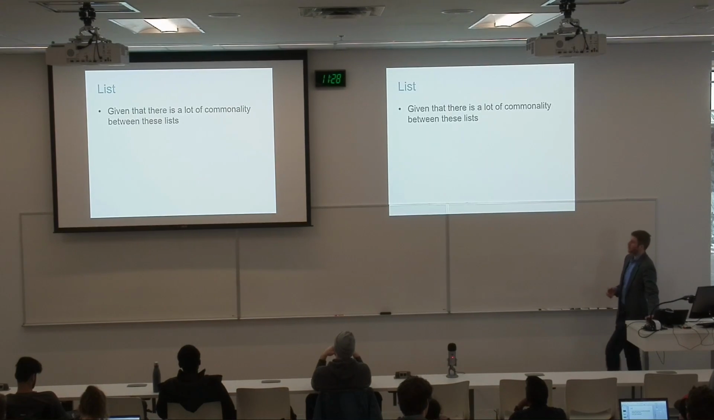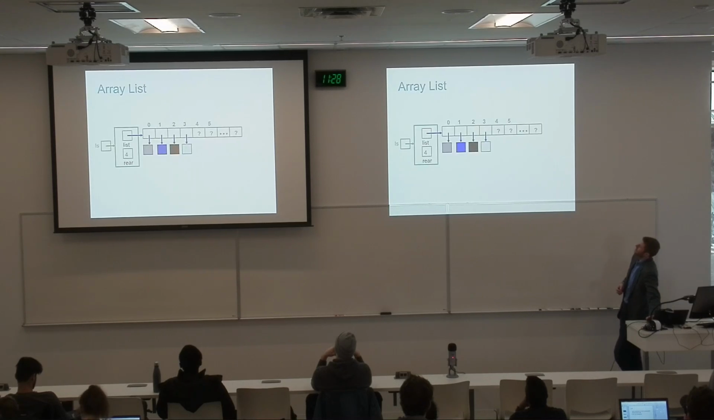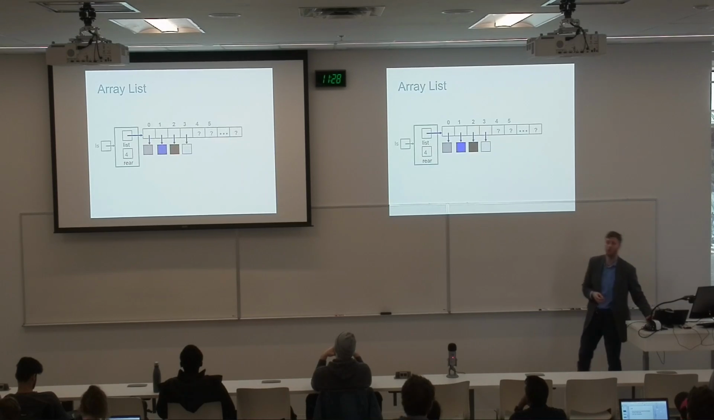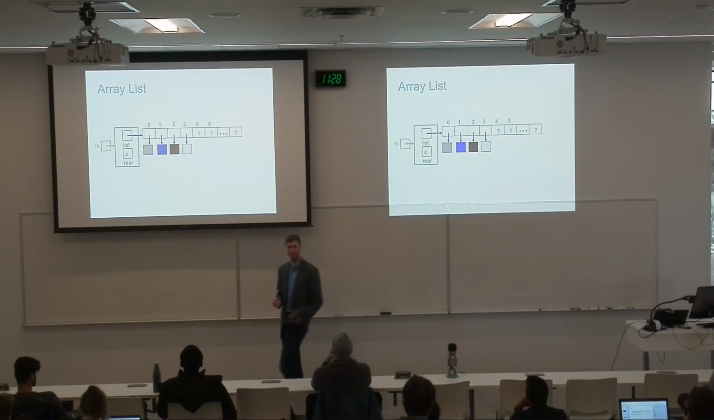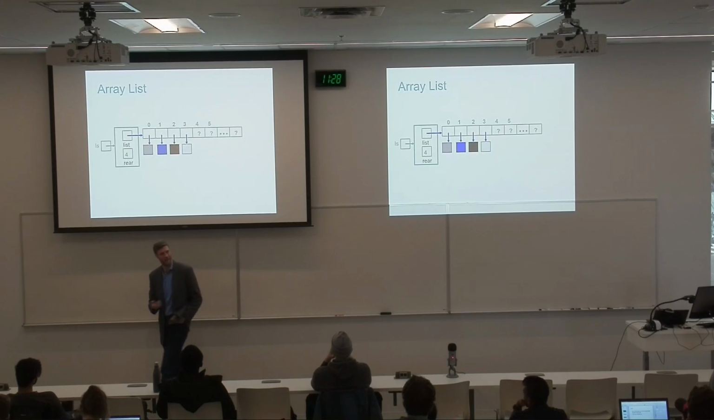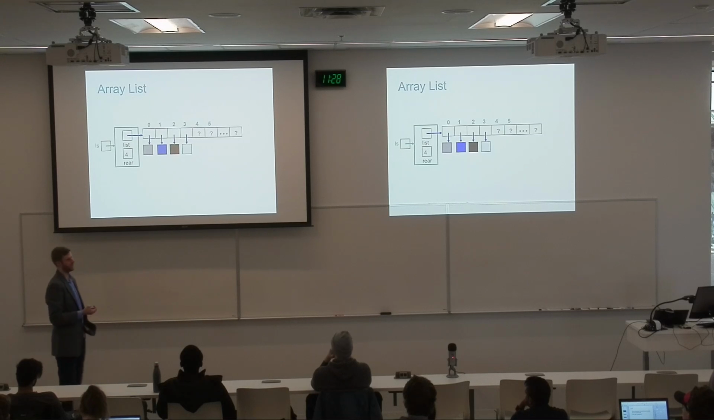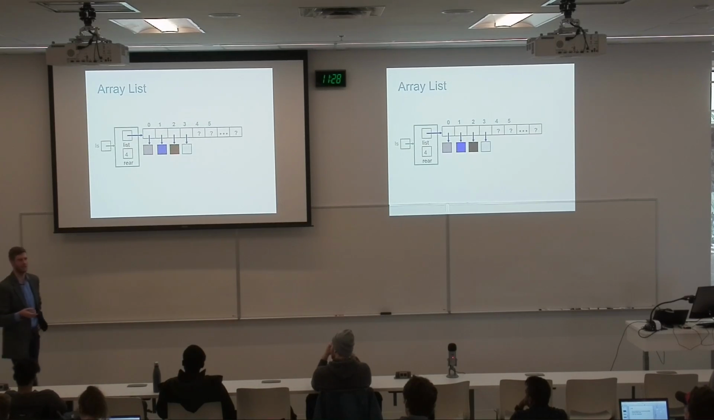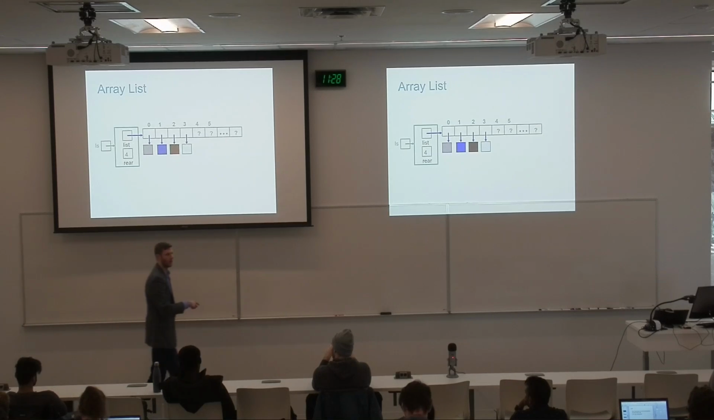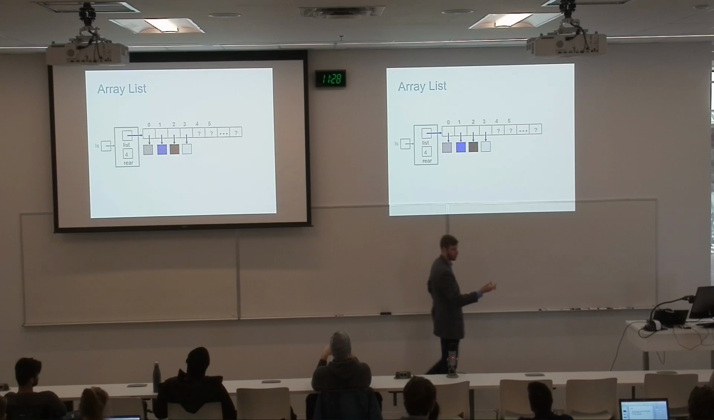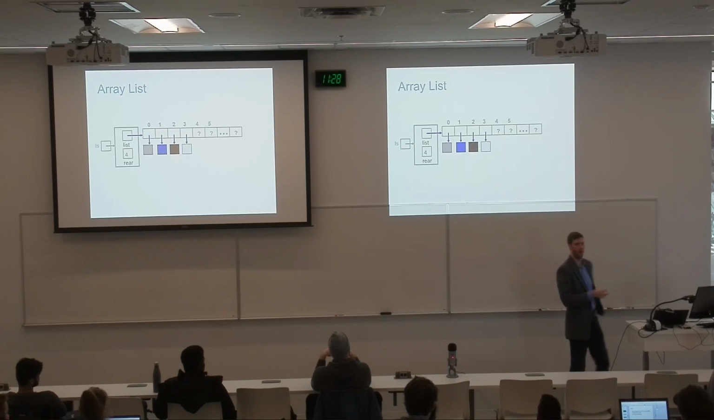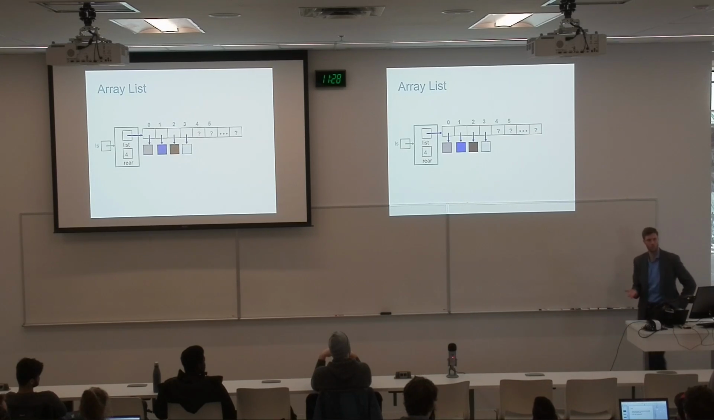Given that there's lots of commonality between these lists, let's use inheritance. So we can implement an array list. What other type of list might you want to make? A linked list, yeah. Where the container's not going to be an array. The container's going to have to be a series of linked nodes. Anything we do with the array list, we could implement the same ideas in a different way, solving that problem with a completely different container. Pretty neat. So here's an array list.